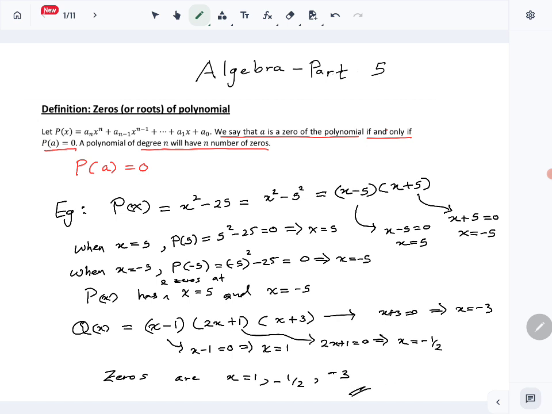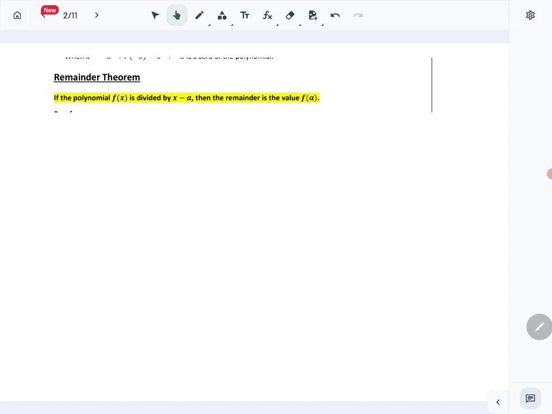So that is how you find zeros of a polynomial or the roots of a polynomial, right? So remember the condition. Any point where the polynomial has a 0 value is a zero of the polynomial, or it's called a root of the polynomial, right?